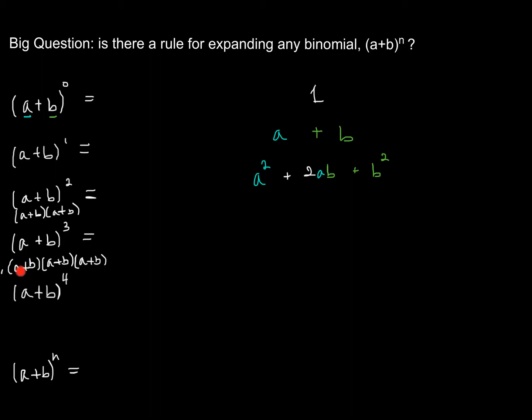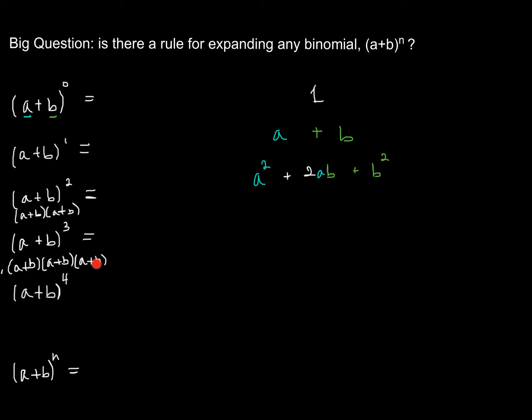But notice that a plus b times a plus b, that's just a plus b squared, and I've already done that. So I can just take whatever this is and multiply it by a plus b. And the distributive property makes this a little easier. I'll have a times a, that'll give me an a cubed. I'll have a times 2ab, and that'll give me 2a squared b. And then I'll have a times b squared, and that'll be ab squared.